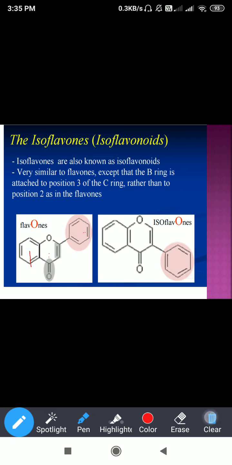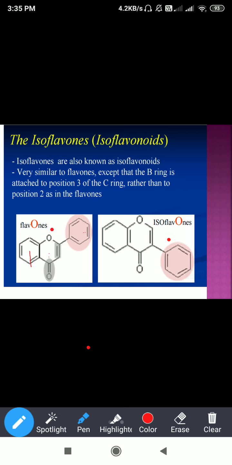These isoflavones are also known as the isoflavonoids. They are very similar to flavones except that the B ring is attached to position 3 of the C ring rather than position 2 as in the flavones. So this is the structure of flavone and this is the structure of isoflavone.